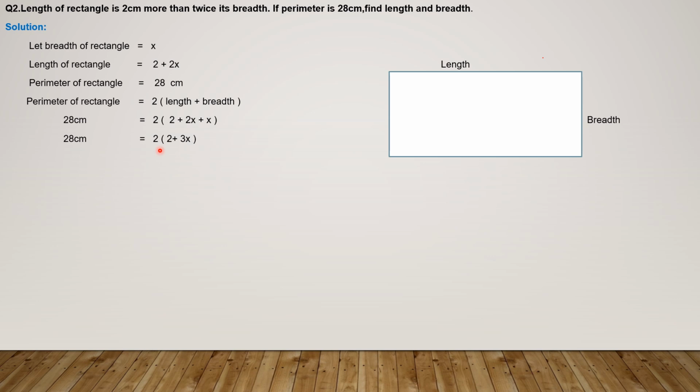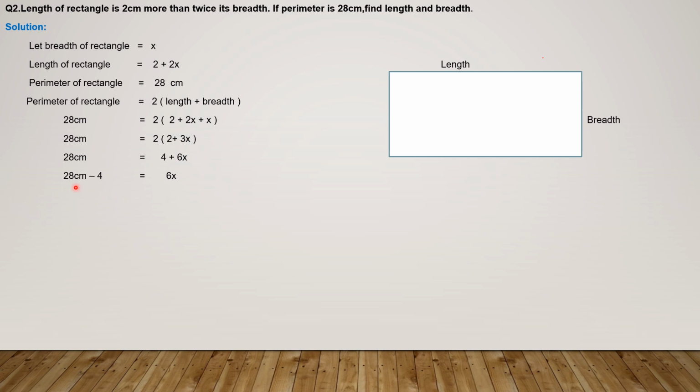First we will open the brackets. When we open the bracket, this 2 will multiply first with 2, and then 2 will also multiply with 3x. So we will get 2 2s are 4 plus 2 3s are 6x. This is your equation. Now from this equation we want value of x. So we need x alone here. First of all we will move this plus 4. This is a single one. That's why first we move it to the other side. When we move plus 4 to the other side of equal sign, it will be converted into minus 4. We will get 28 minus 4, and on right side 6x will be alone.